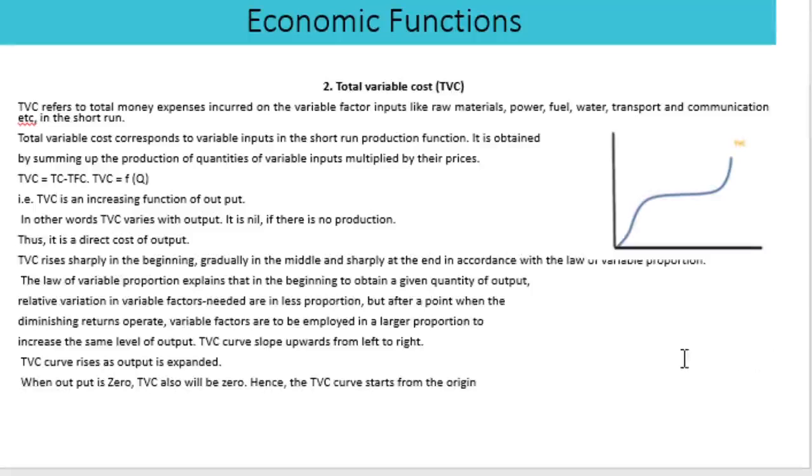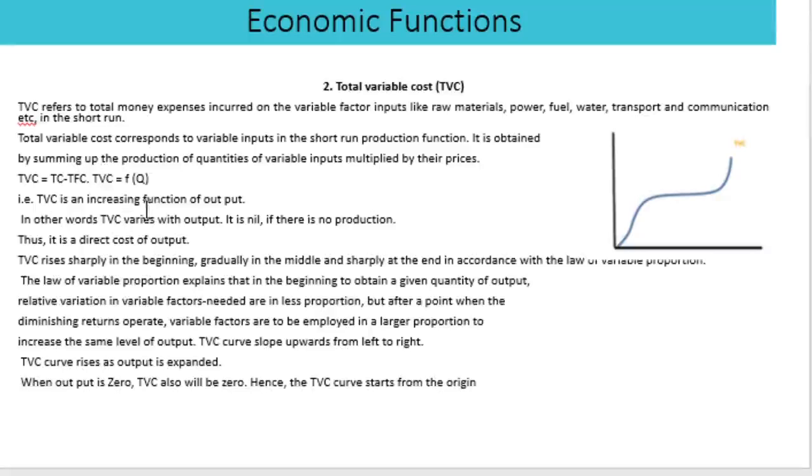Then the second one is the total variable cost. Total variable cost is the money expenses incurred on the variable factors like raw material, power, fuel, water, transportation, communication, etc. in the short run. It is obtained by summing up the quantities of the variable inputs multiplied by their prices. That is, TVC equals TC minus TFC, and TVC is a function of the output.